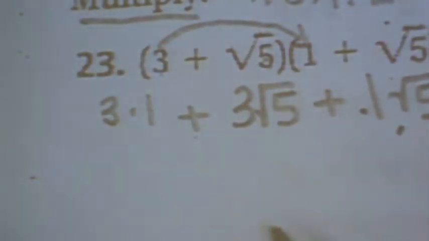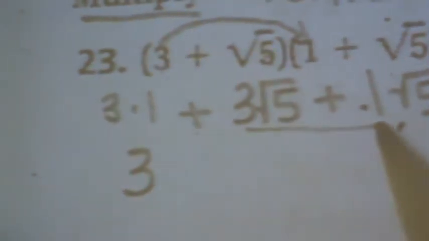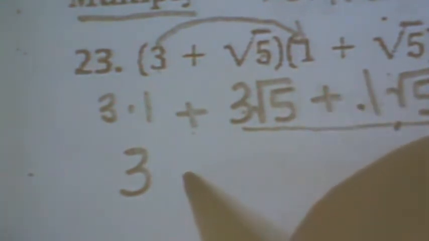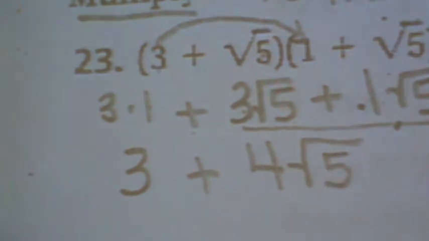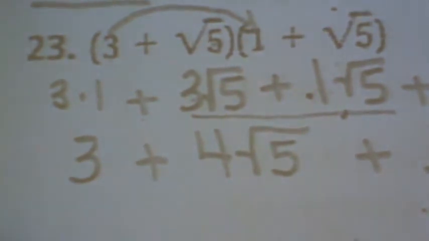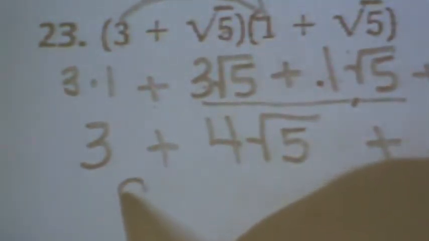Okay, let's simplify. What's 3 times 1? 3. Can you do anything with these two? No. Yeah, you can. You can add the coefficients. What are these things called? The coefficient. Okay, what's root 5 times root 5? 5. And now, is there anything else we can do? Yeah, add those. What do you get? 8.